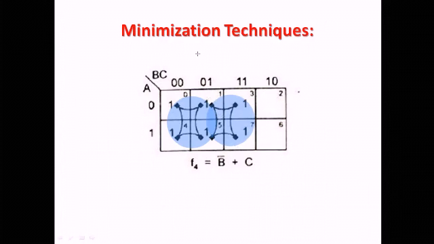So what is the value of this one? Here A is changing, C is also changing. It is B bar. Here, what is the value? The value is: A is changing, B is also changing. It is C.